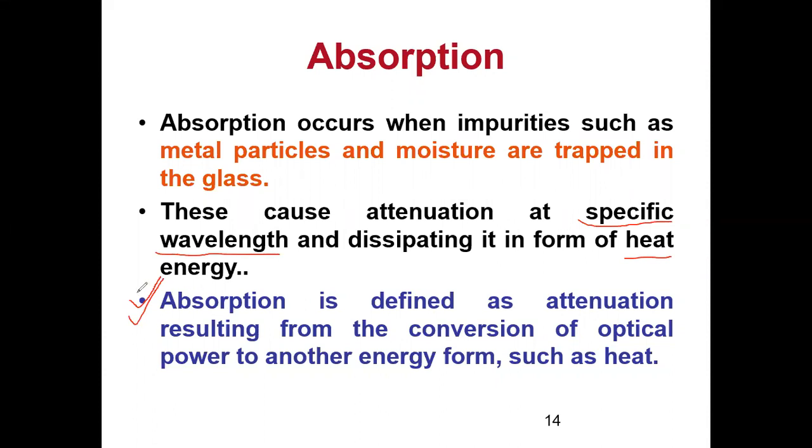So what is absorption? Absorption is defined as attenuation. So absorption is in the category of attenuation. That is something you should remember at the start. And it results from the conversion of optical power to another form of energy, that is heat.